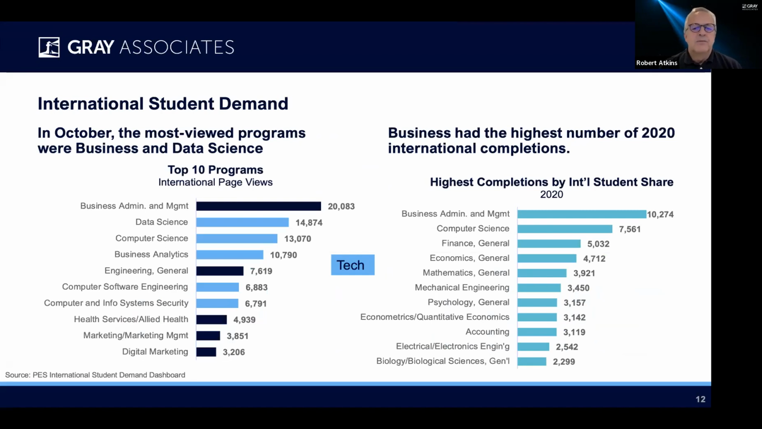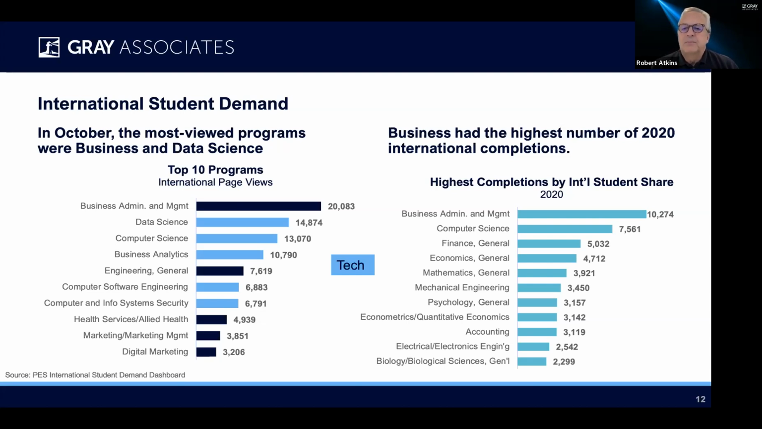What programs are they looking for? Well, business is not a surprise. And here you see tech takes 5 of the top 10 slots in terms of interest. Data science, computer science, business analytics, computer software engineering, computer and information system security, all in the top 10, all very heavily tech focused. Then we have an assembly of other stuff: engineering, health services, marketing management, and digital marketing. Always keep in mind with international students, they tend to focus in STEM fields because it's a better path to a US visa.